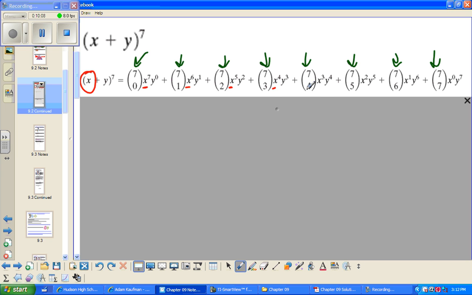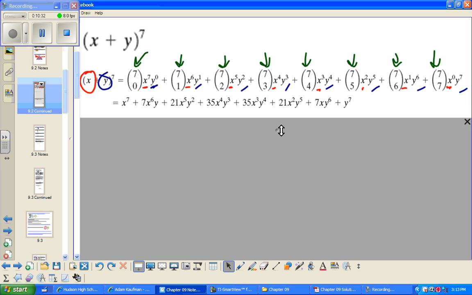where the x's go down, down, and then obviously x to the 0 would give you a 1. And then whatever that second term was in your binomial, that starts at raised to the 0 power, and then raised to the first, second, third, all the way up to the 7th. After you write that out, you then simplify it, and you've expanded your binomial.